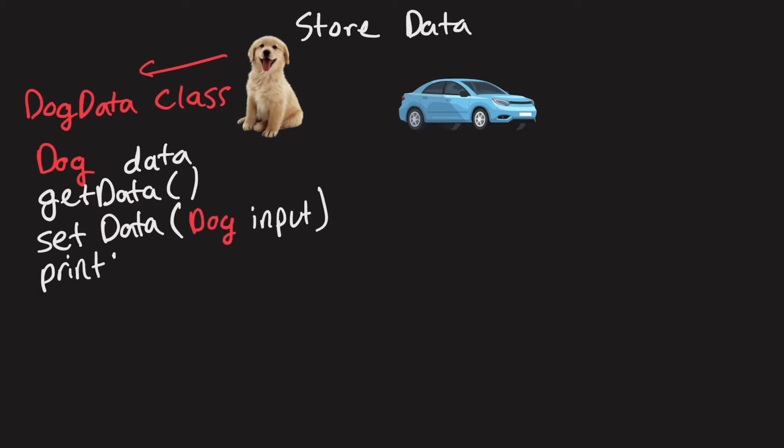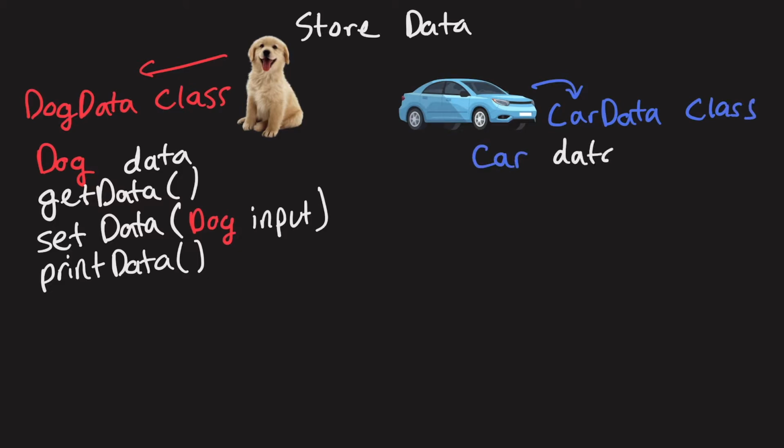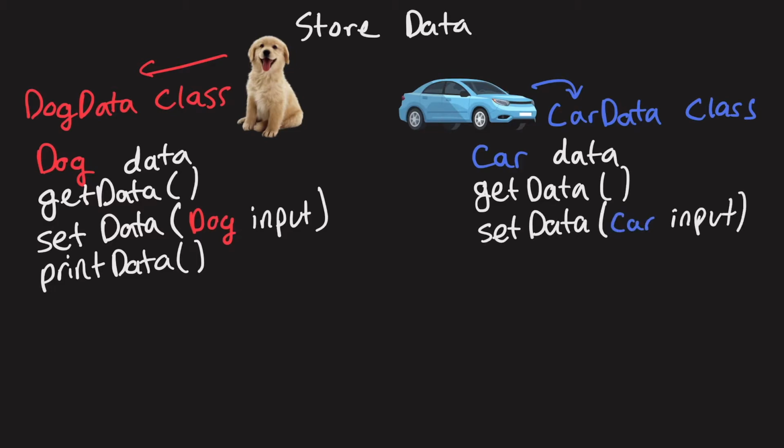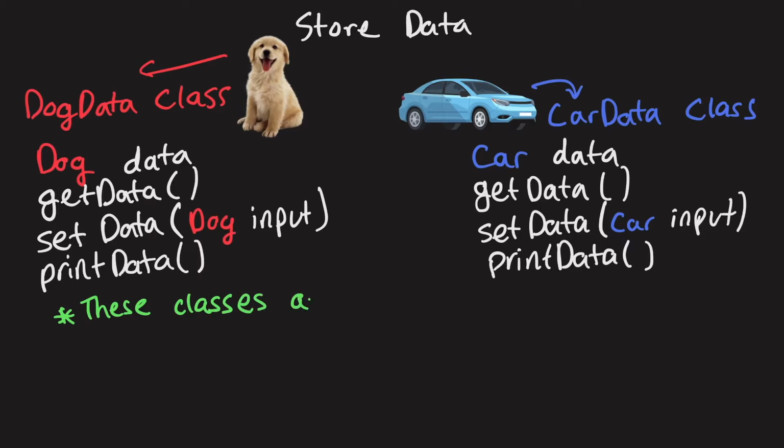Now let's do the same thing if we wanted to make a class to store car objects. We would need to make a car data class with a global variable called data of type car with the methods getData, setData, which takes in a parameter of type car, and printData. I'm sure you picked up on the fact that these classes are extremely redundant. Most of the code is the same apart from the fact that one deals with dogs and one deals with cars. This is where generics can shine.